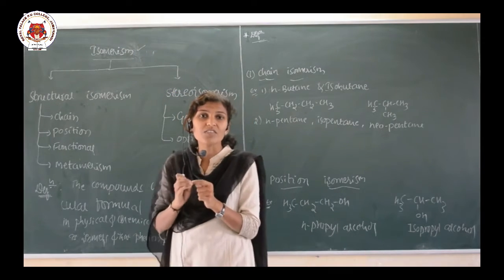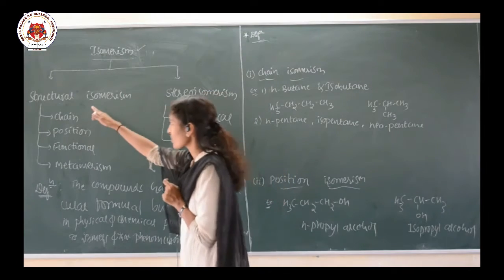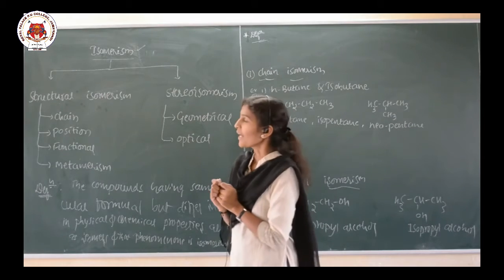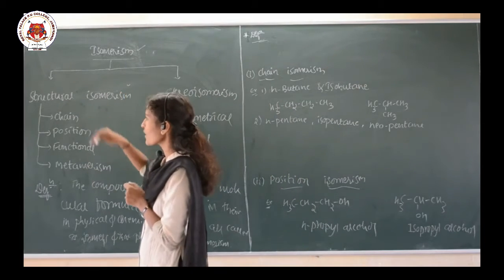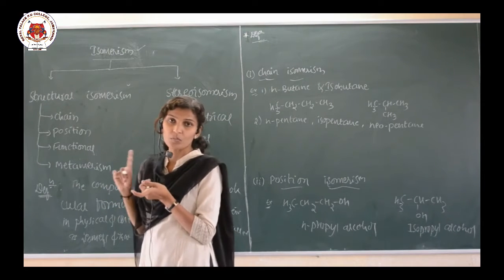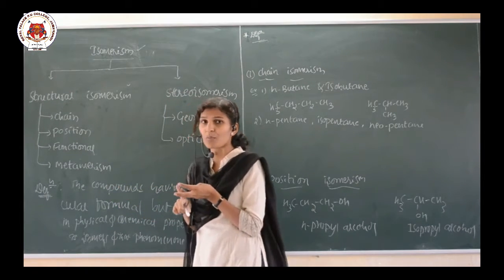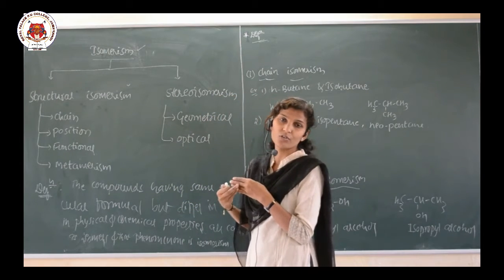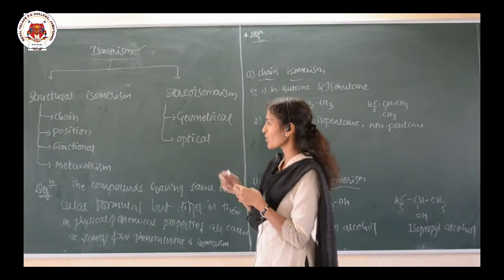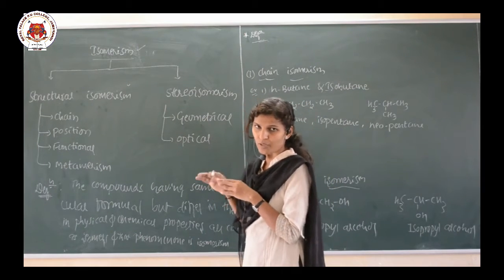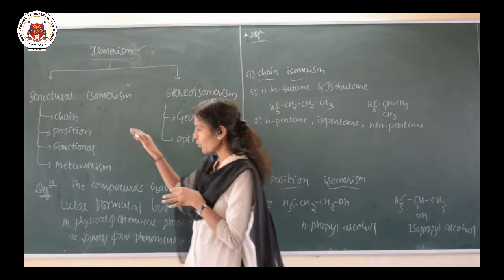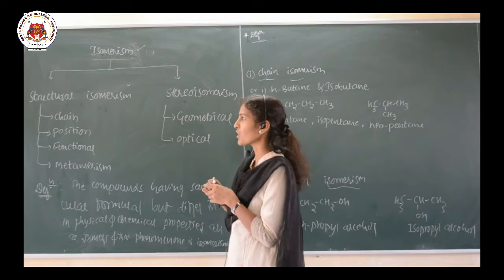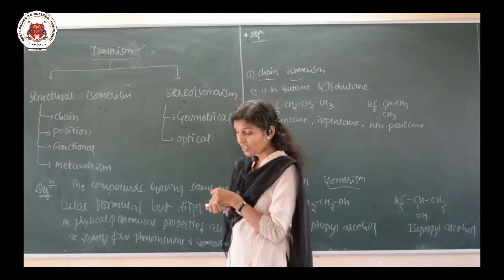So, isomerism is categorized into two categories. One is structural isomerism, one more is stereoisomerism. Okay. And then the structural isomerism is further classified into chain isomerism, position isomerism, functional isomerism, metamerism. And stereoisomerism is also categorized into two categories. One is geometrical isomerism, one more is optical isomerism. Okay. So, in this chapter you need to study all these four things, and this is there in your one more chapter. So, here we will study about the structural isomerism.